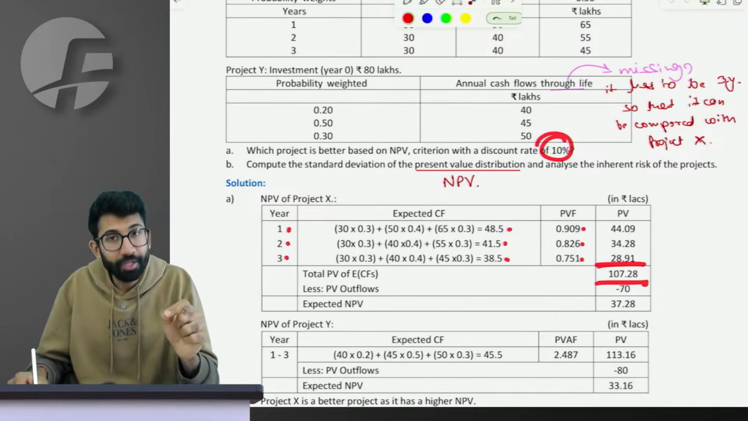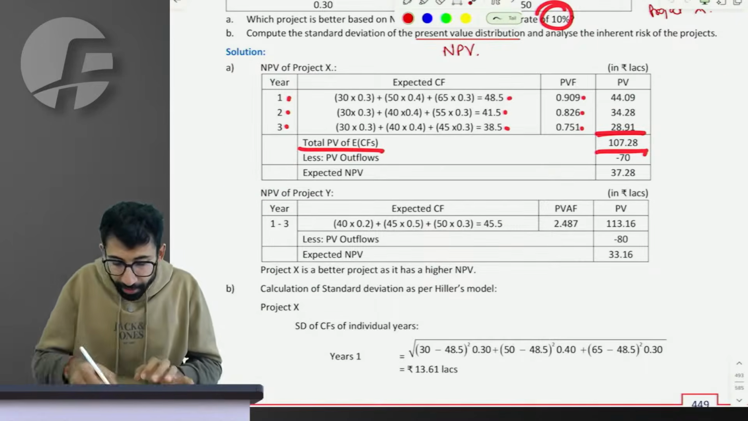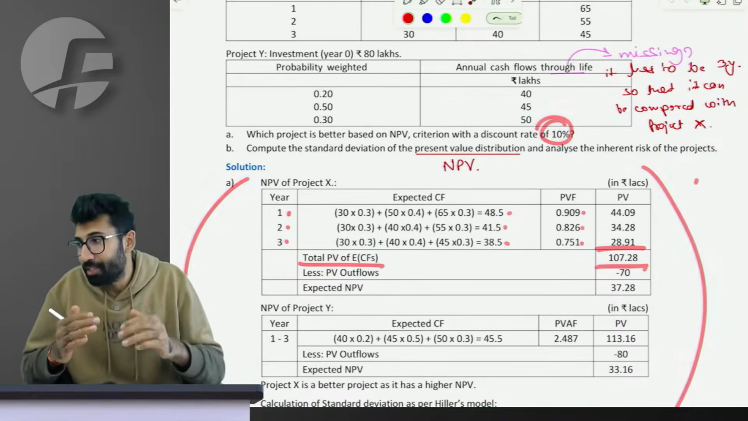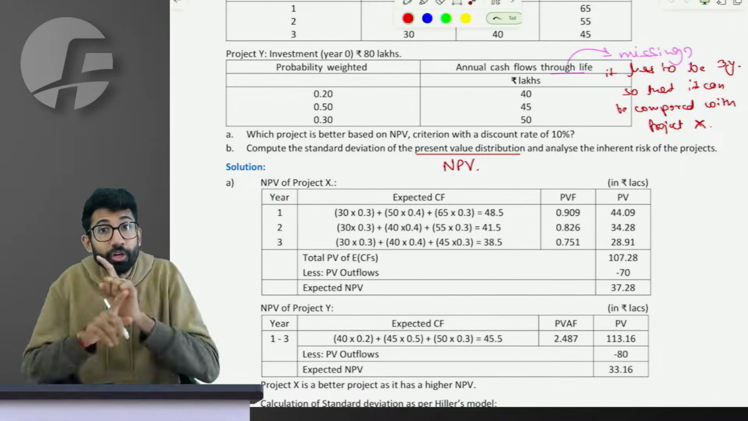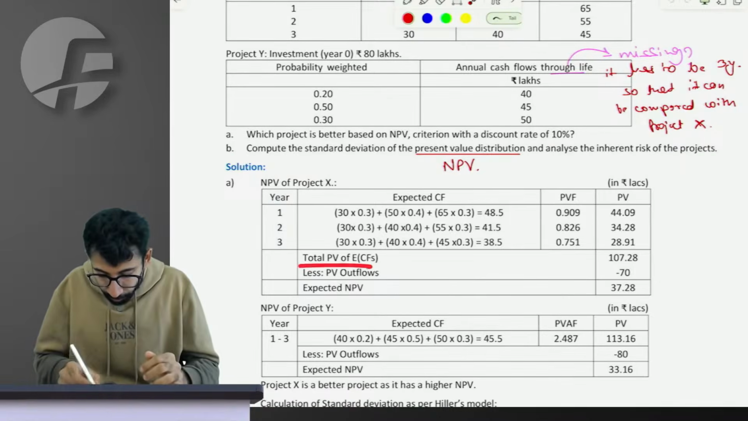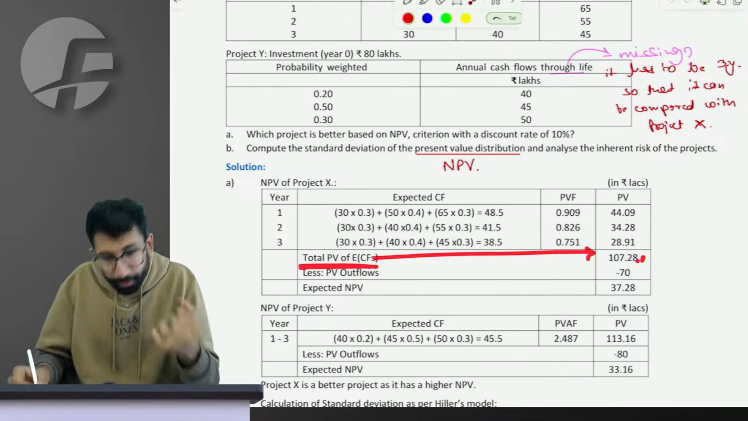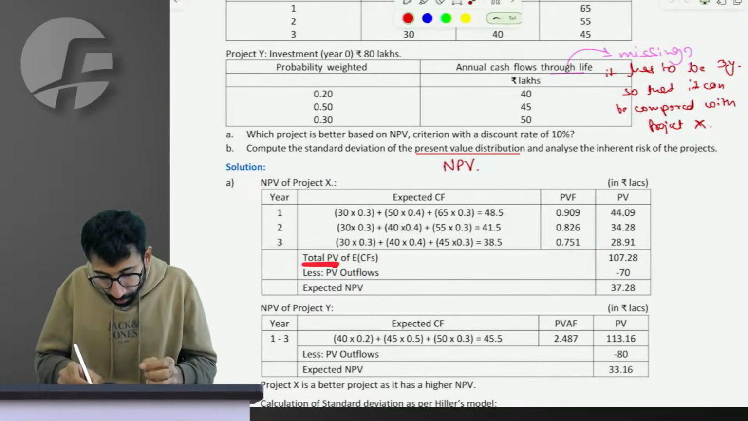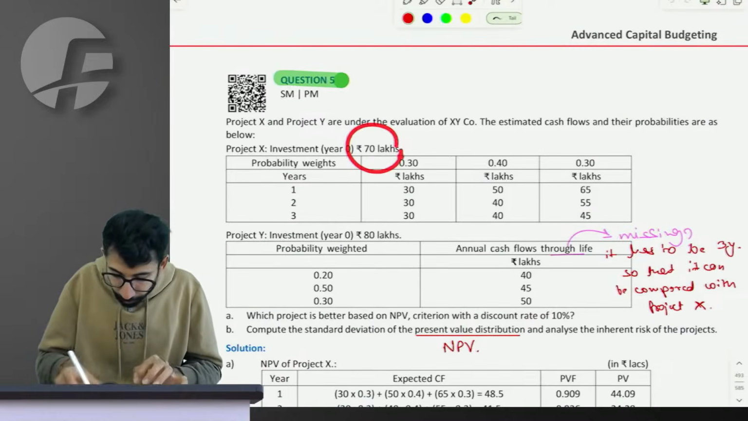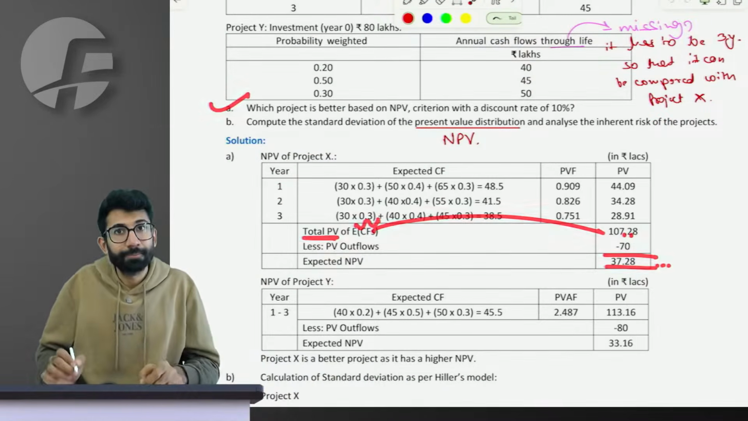Are you finding it logical? Present value of expected cash flows. Let me tell you, the presentation that you see here in the OutScanner is way better than how the Institute presented it. We have not significantly deviated, we have made the presentation better. For example, what they write here may not be standardized and may not look good to you. Now you realize that the total of present value of expected cash flow is this. Minus the initial outflow of 70 lakhs gives the expected NPV of 37.2.